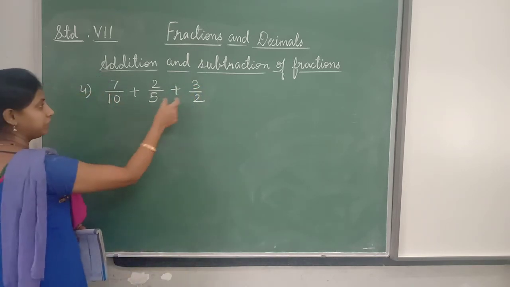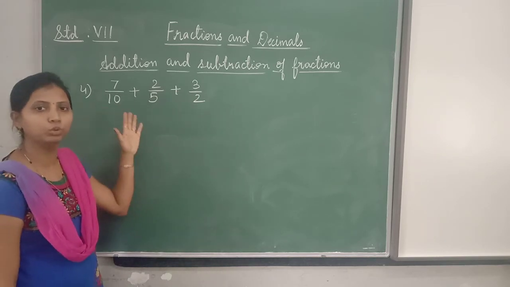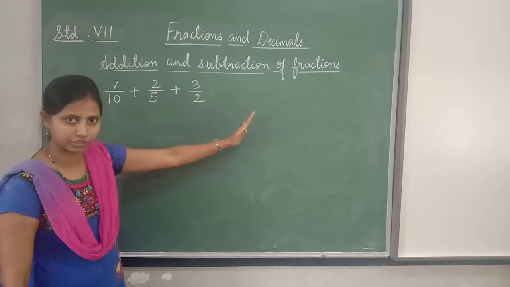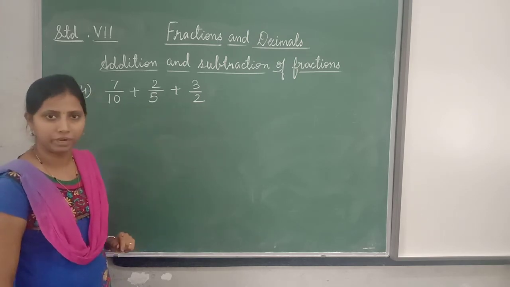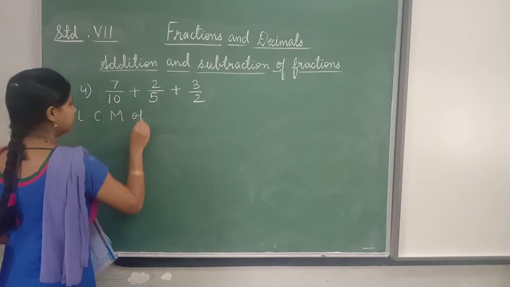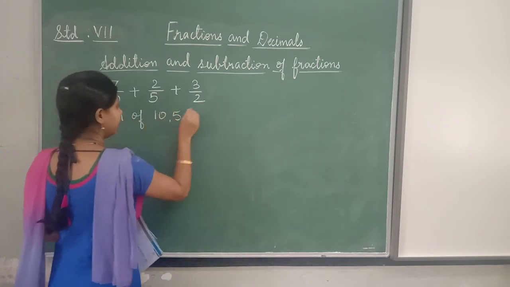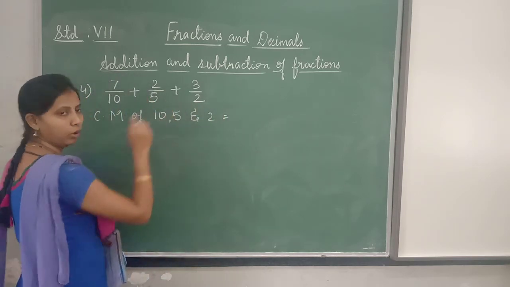So here you have 3 fractions. So you have to add all these 3 fractions. So you may have 2, 3, 4, 5, any number of fractions. The steps remain the same. Okay, take the LCM of the denominators. Okay, so write LCM of 10, 5 and 2 is equals to. Take the LCM of all these 3 denominators.